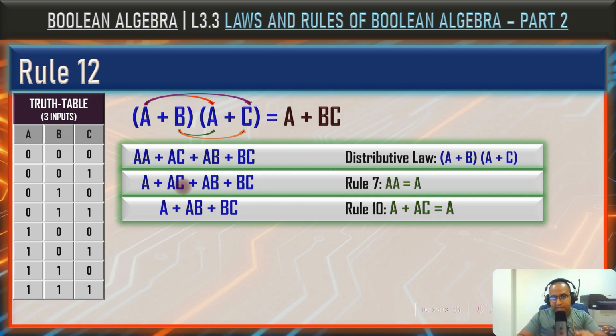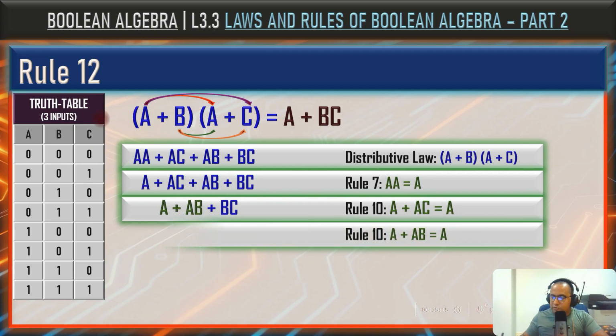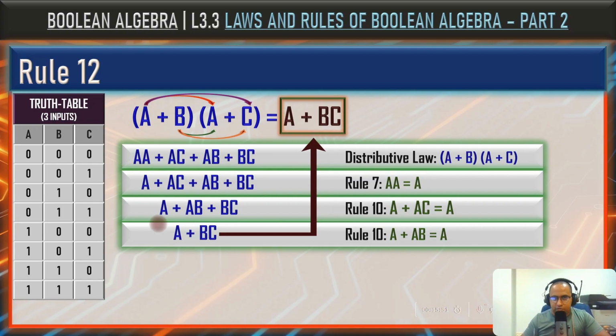We can apply rule 10 again, but only to this part of the expression. Then A plus A times B simplifies to A. So we reach the equivalence defined by rule 12. This shows an important idea of Boolean algebra: there's often more than one way to simplify an expression.